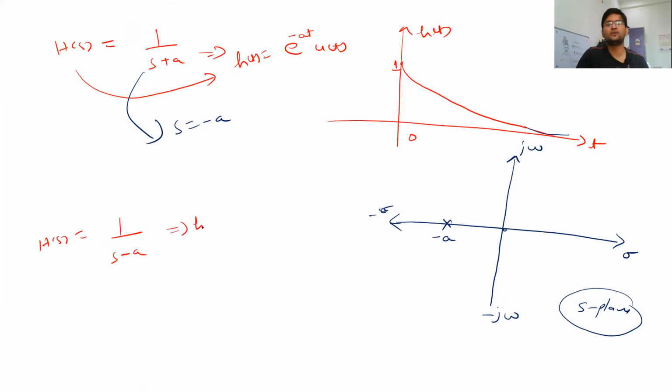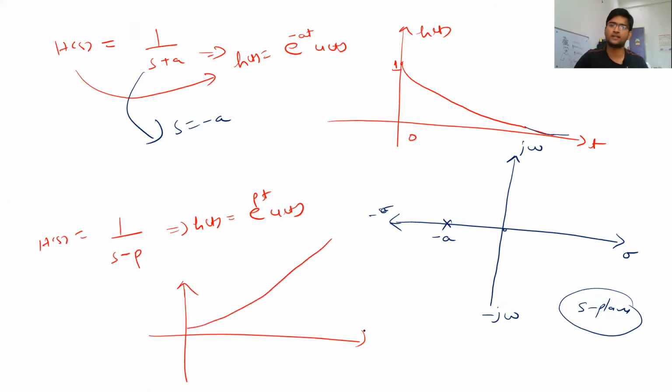Similarly, if I take a different example, let me call H(s) equal to 1 upon s minus a. So in this case, what will be your h(t), the inverse Laplace? It will be e to the power at u(t). Let me not call it a, let me call it minus p. Let us take some other variable. So e to the power pt u(t). If you represent this function, you will see that your function will start from 1 and exponentially increase as the time t increases.